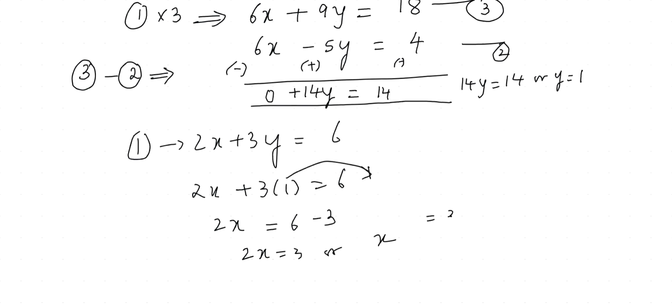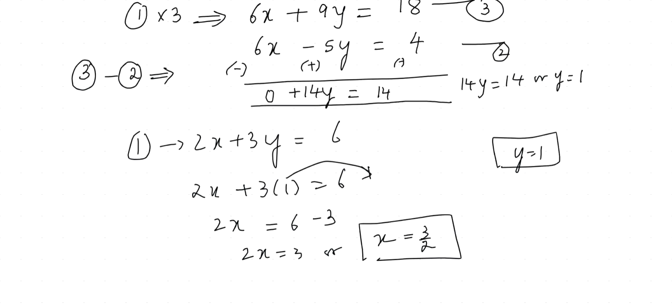Wait, I'll just write it a bit properly. So I get what? x is equal to 3 upon 2. And of course, you can just put them in a box because it is the final answer, and y is equal to 1. I can always cross check. Not really needed, but if you want to.